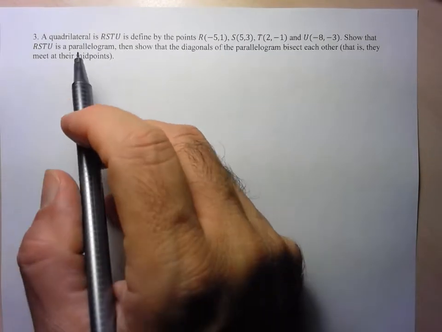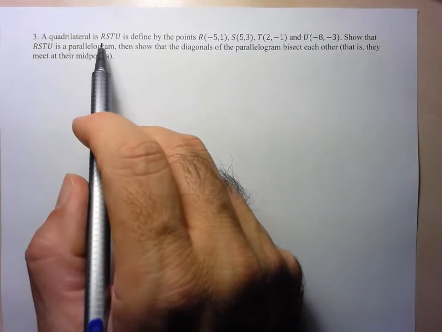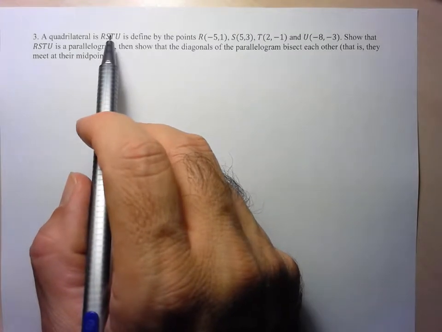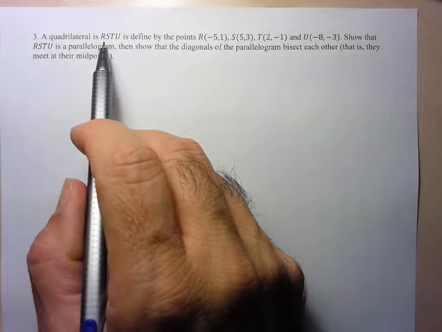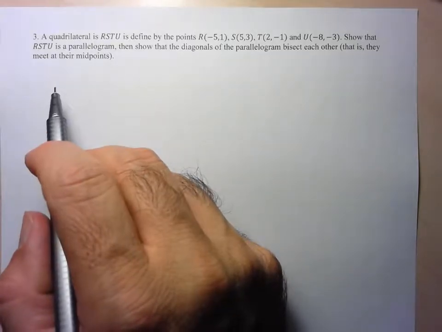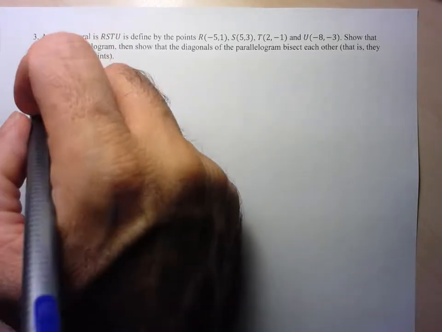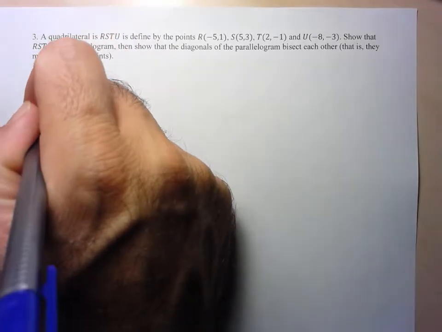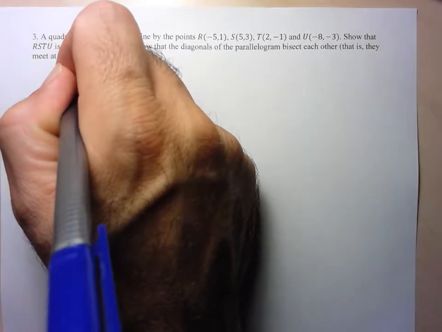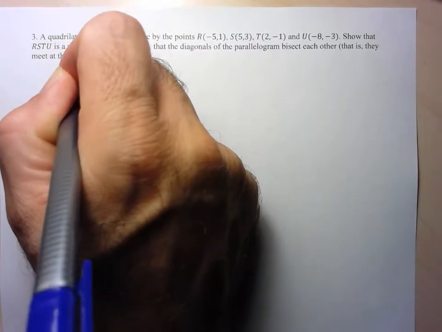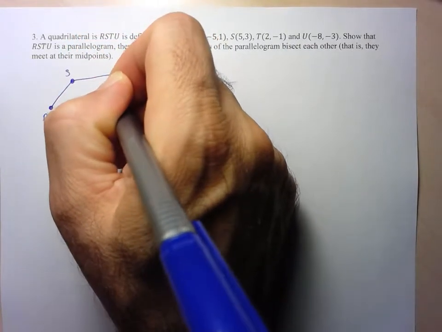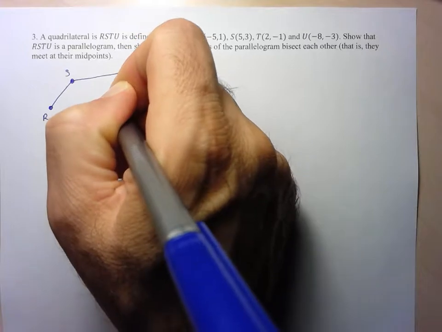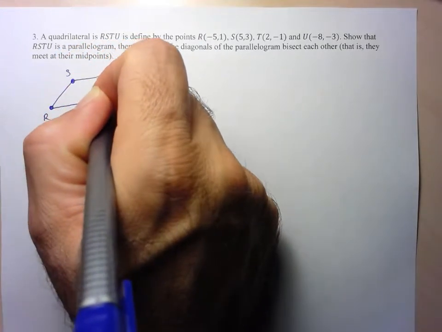One thing you want to keep in mind is that when they give you a shape, the order in which they give the letters is not by accident. The order in which they give the letters is the order in which you're connecting the points. So point R is connected to point S, which is connected to point T, which is connected to point U, and then of course the last two are also connected.